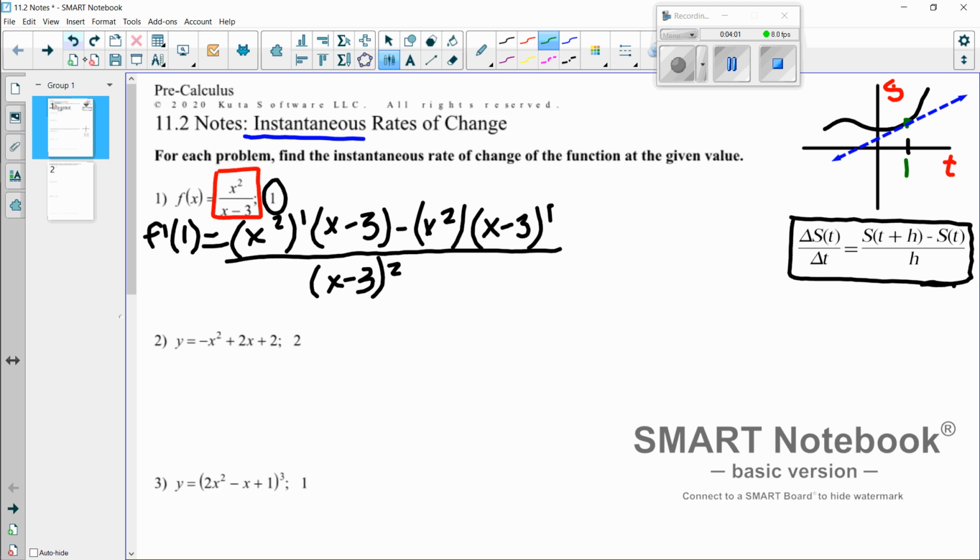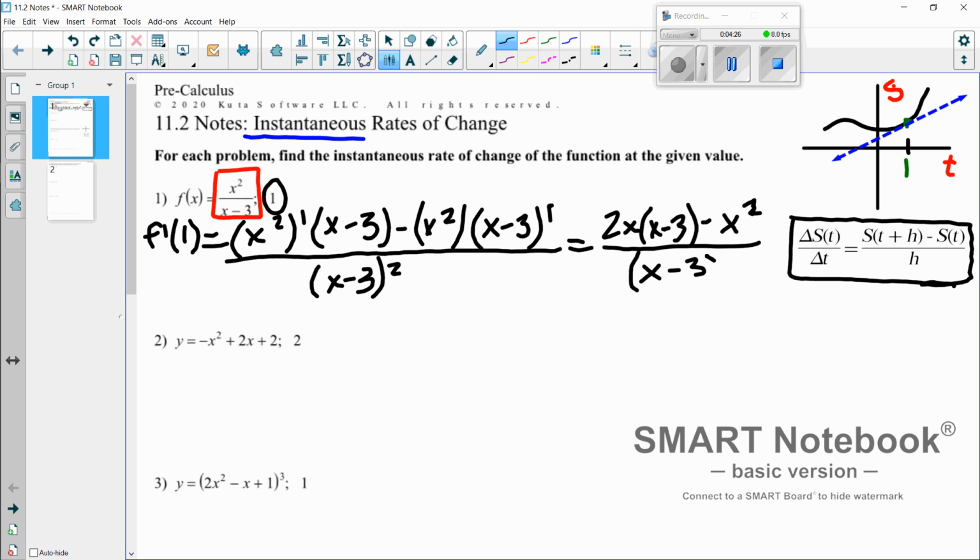Let's apply the derivative where we need to. It looks like it's going to be 2x times x minus 3, minus x squared times, the derivative of x minus 3 was just 1, so just x squared. And this is all over, of course, x minus 3 squared.